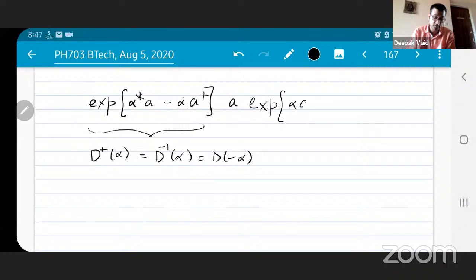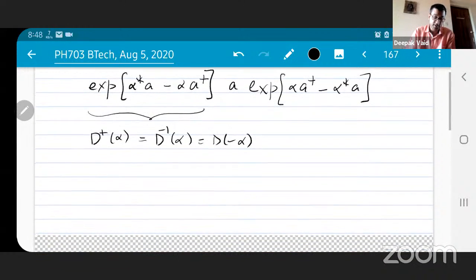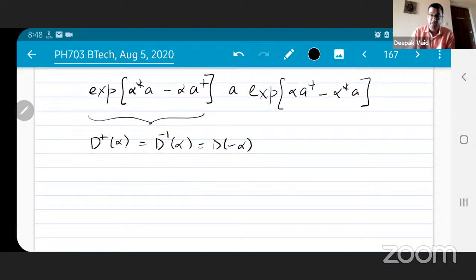D alpha is alpha a dagger minus. Okay. So now how do we evaluate this? This looks very complicated, right? You have one exponential, then a, then this product. If you think about evaluating this directly, it will be a very scary process. So instead, what we can do is use the BCH identity.